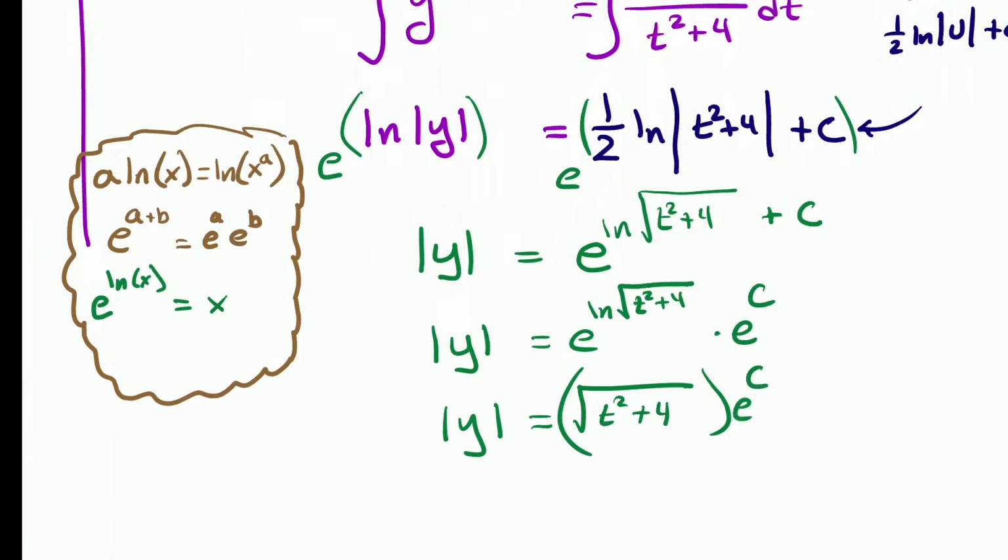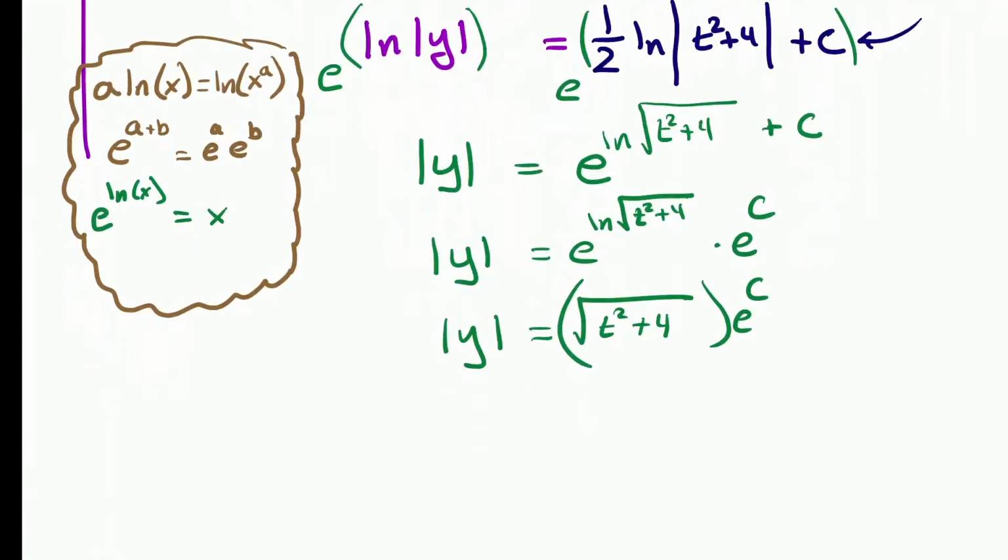We're getting close. I'm going to rearrange one more time, and then I'm going to rename my constant. So my rearrangement is this. y is either the positive or the negative of the right-hand side. So the absolute value can turn into a plus or minus on the other side of the equal sign. And I'm going to move the e to the c up front so that we can write this like this.